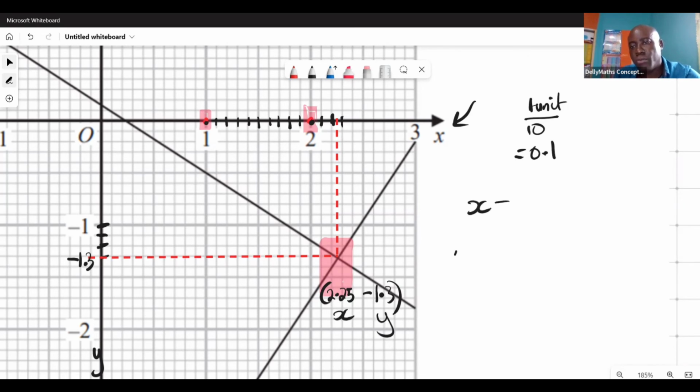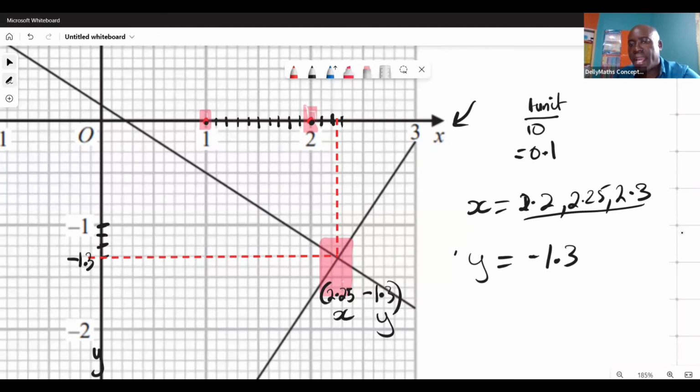So the x value could range from 2.2, that's fine. Also 2.25. 2.3, I don't think we should pass that, right? And for the y, it looks like definitely -1.3. So for the x answers, we could submit any one of these. It's an estimate, all of them will be okay. Now, 2.2, 2.25, 2.3, and the y value is definitely -1.3. So reading off the coordinate where the two lines intersect is our solution for that system of simultaneous equations.